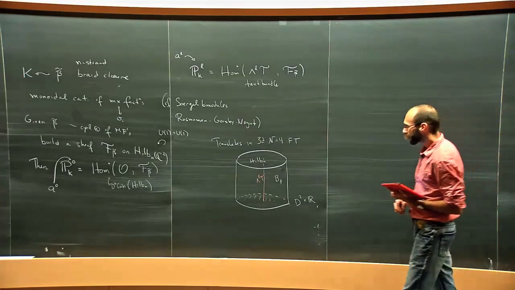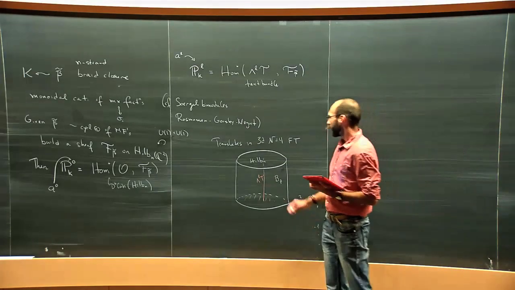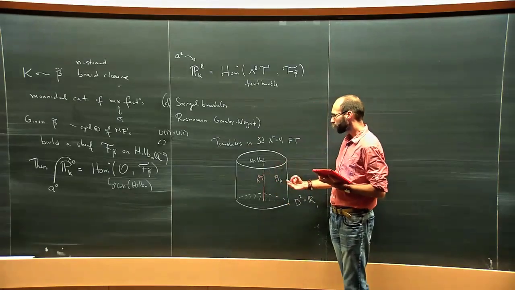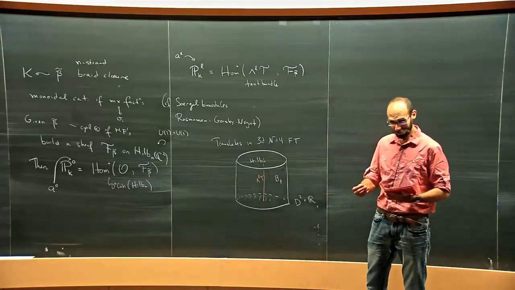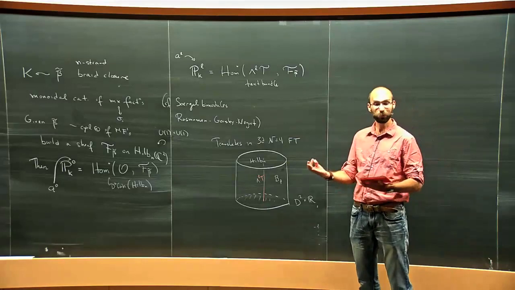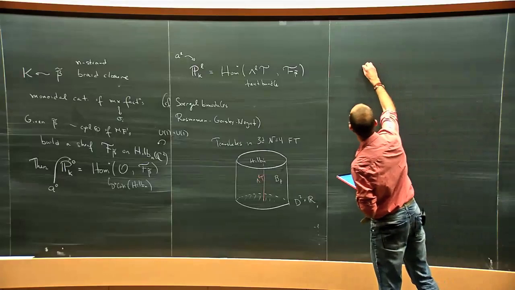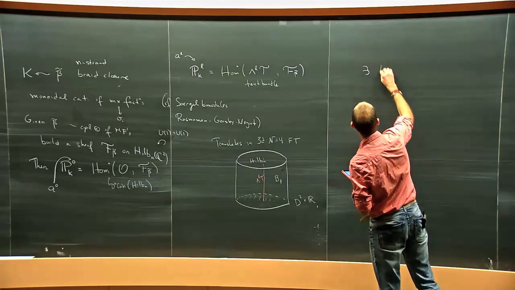So I call this the B side because the boundary condition and the Wilson line here are all compatible with what I'll call the B twist. There are two topological twists in 3D N=4. So, side note.